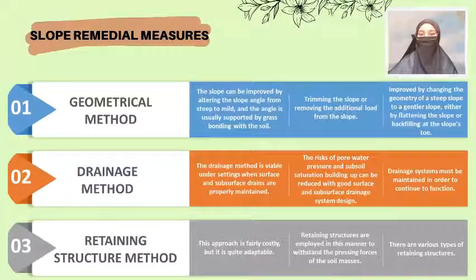This method is simple and inexpensive. The stabilization of the slope can be improved by altering the slope angle from steep to gentle, and the angle is usually supported by grass bonding with the soil.